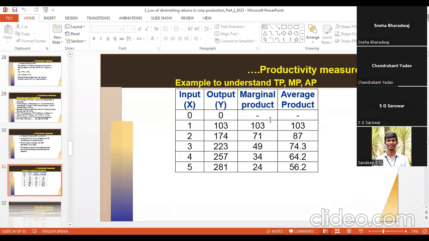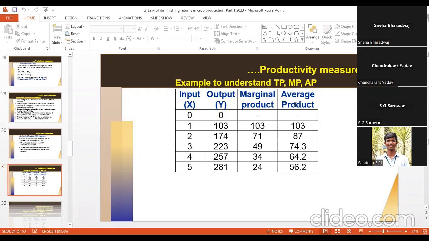And then marginal product, you can easily calculate. 103 is the marginal product for unit 1 because 103 minus 0 is 103. Then 174 minus 103 gives you 71. 223 minus 174, 49. Likewise, you can increase from 3 to 4. How much is the change? You can see it and then write it here: 257 minus 223. Hope you understand how to calculate the marginal product.